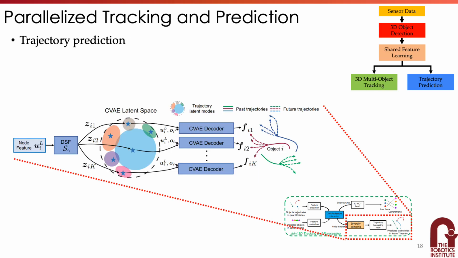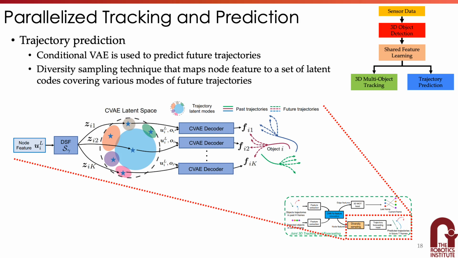Besides tracking, our pipeline also performs trajectory prediction. We learn a conditional variational autoencoder to predict future trajectories based on the node feature, which encodes past trajectories and interaction between objects. Also, we use a diversity sampling technique that maps node features to a set of latent codes covering various modes of future trajectories. In this way, we can increase the diversity of trajectory samples in our outputs.